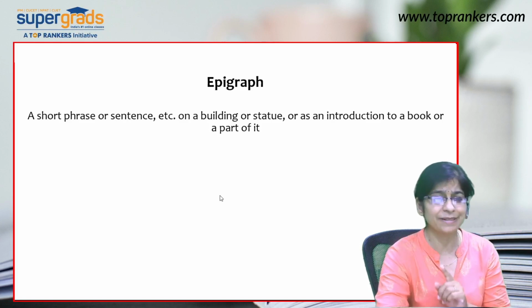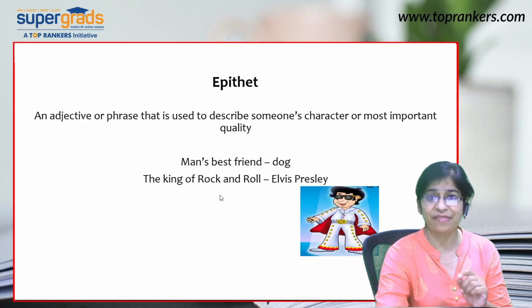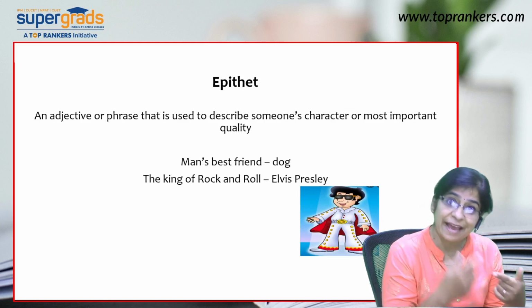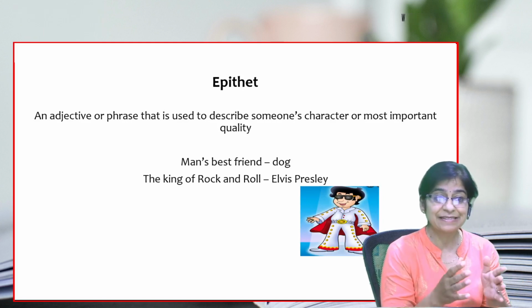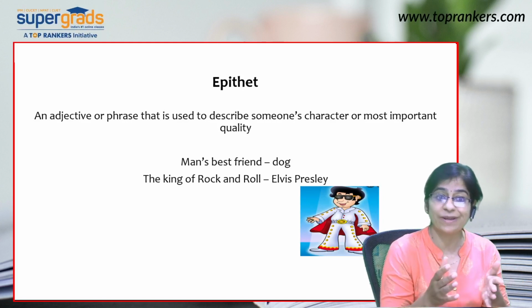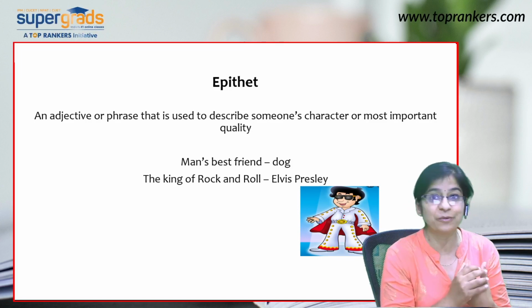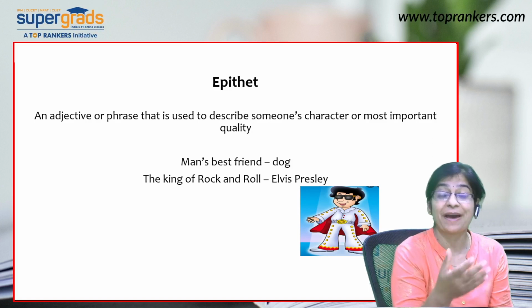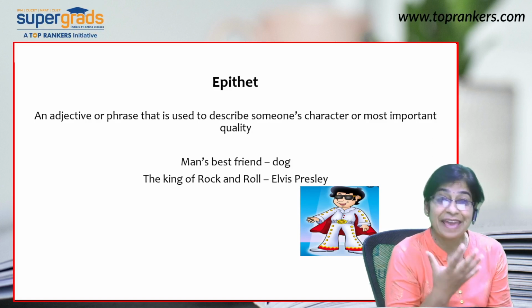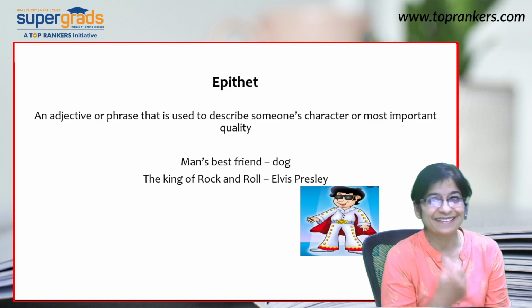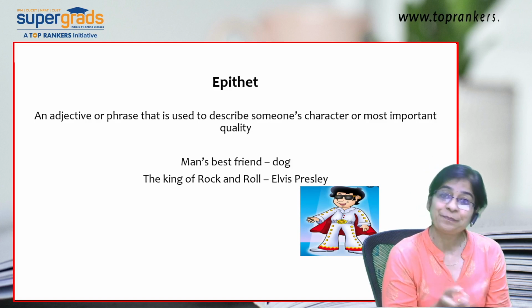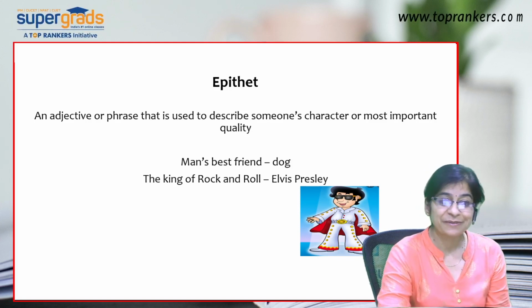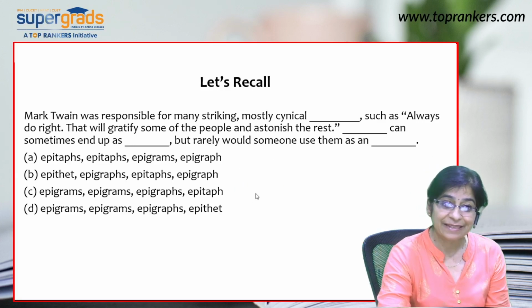And the last word in the list is epithet. Now, epithet is an adjective or a phrase used to describe someone's character or their most important quality. For example, an epithet for dog, man's best friend, the king of rock and roll, none other than Elvis Presley. Now, let's see whether we have understood the meaning by looking at these fill-ups.